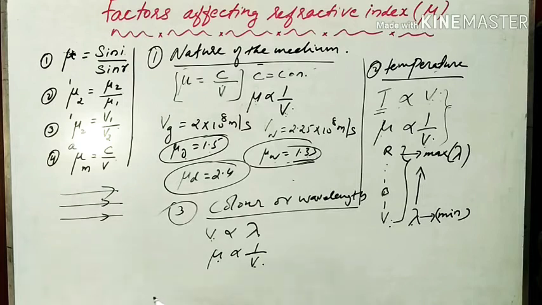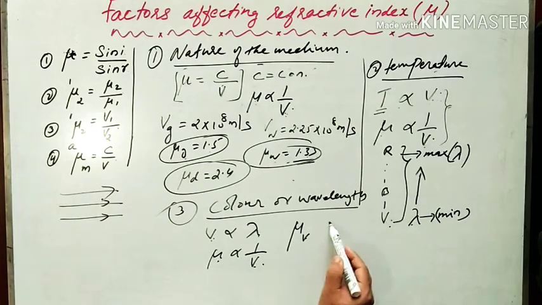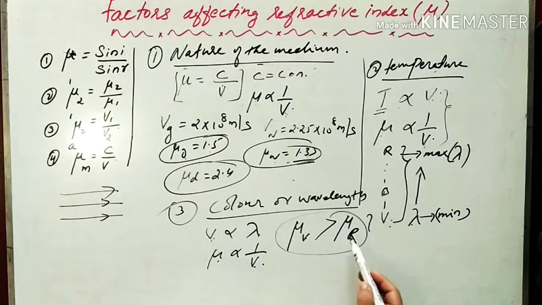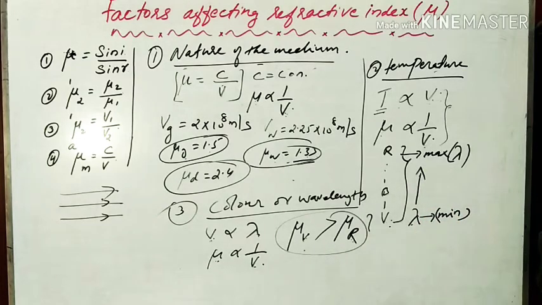As I can write, when white light passes from one medium to another medium, red light, having the maximum wavelength, experiences the least refractive index. So I can write that the refractive index of a medium for violet will be greater than for red. How is it possible? Because red light has the maximum wavelength and more speed; the more the speed, the less will be the refractive index. So red light will experience the least refractive index, and violet light will experience the maximum refractive index.